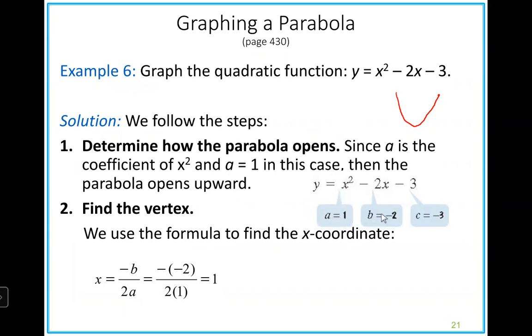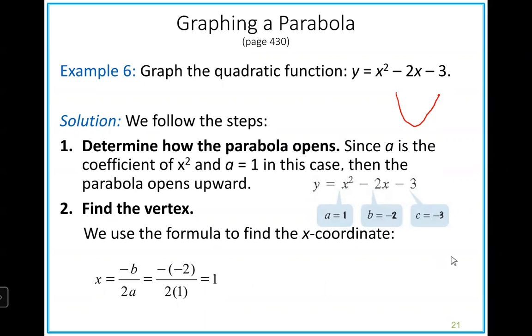a is equal to 1, b is equal to negative 2, and c is equal to negative 3. So a is equal to 1, so put 2 times 1. So negative negative 2 gives you a positive 2, and 2 times 1 is 2. 2 divided by 2 is 1.